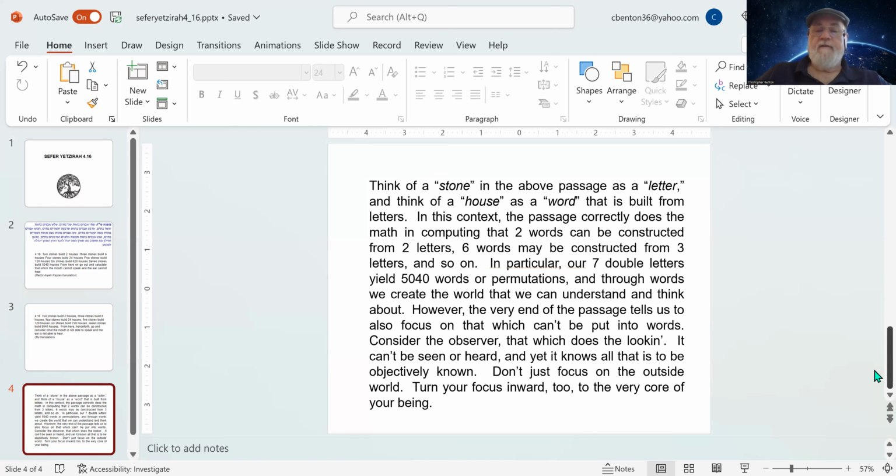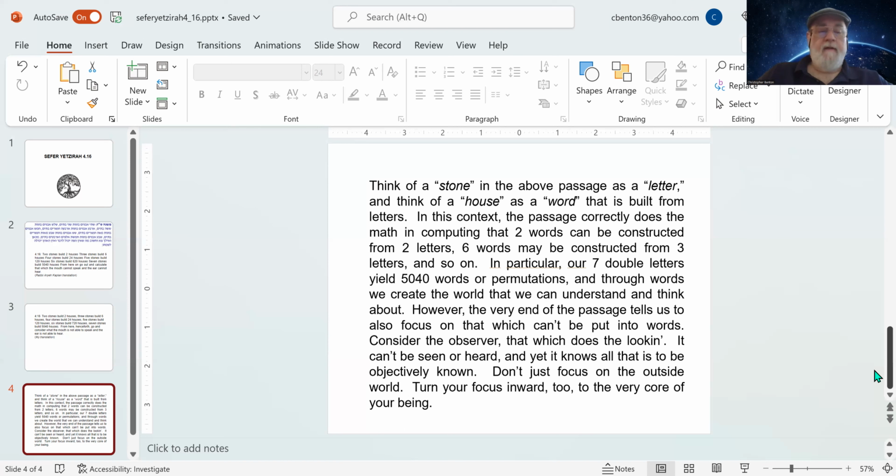And through permutations and through words, we create the world that we can understand and think about. Okay, and this is actually something from something creation. Something from something creation involves taking what's already there and just making different arrangements of it. And these arrangements are what we call in mathematics permutations. And so here in this verse, it's just doing a little bit of math. It's doing it correctly. From 2 things, you can make 2 different permutations. From 3 things, you can make 6 permutations, and so on.